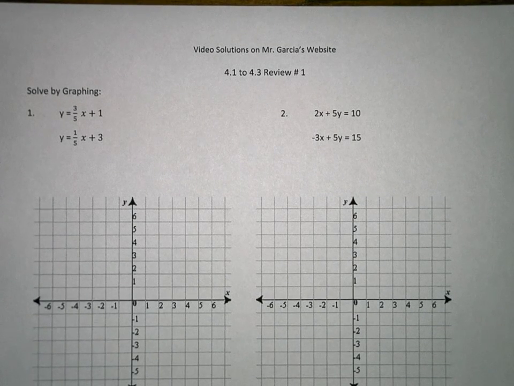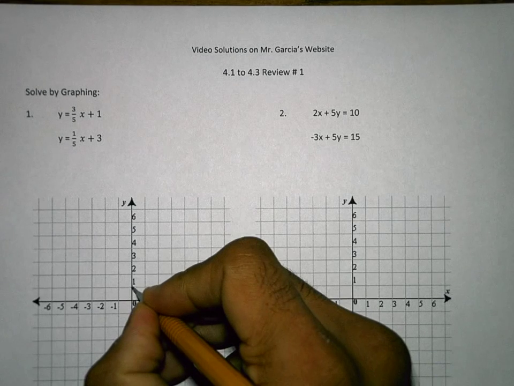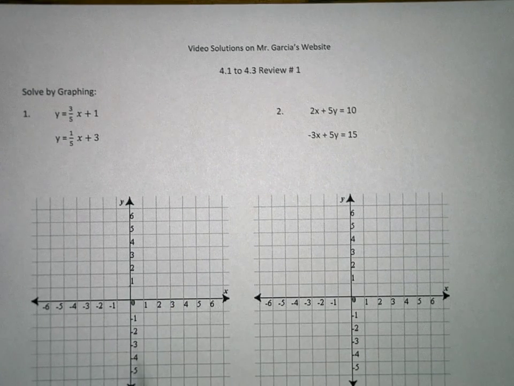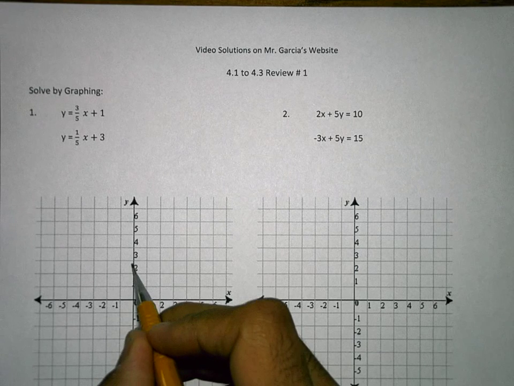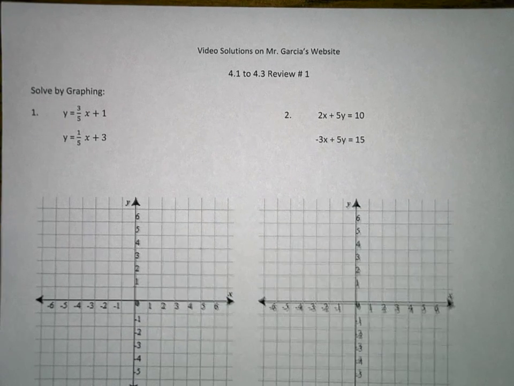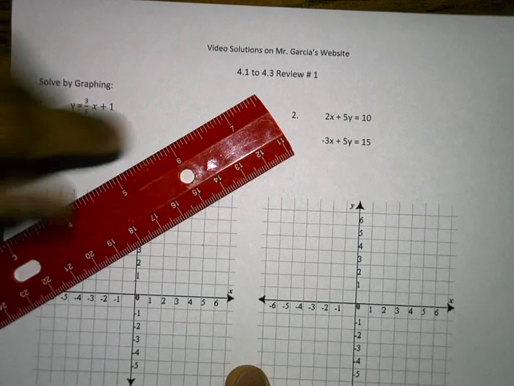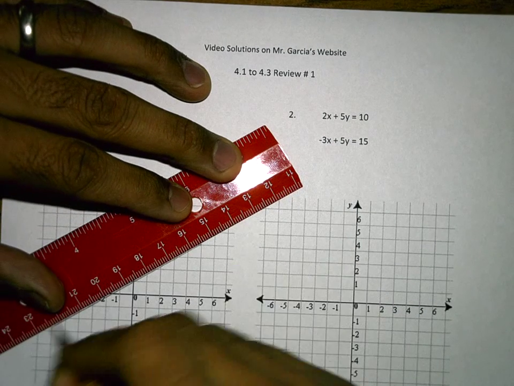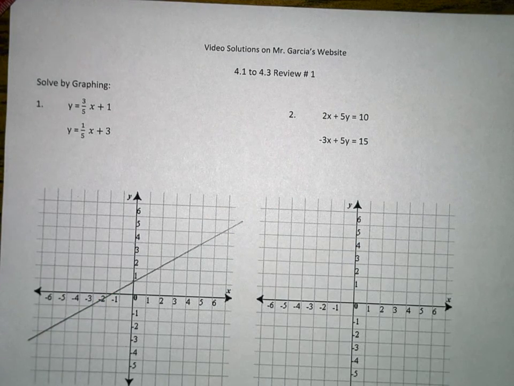So I'm going to graph starting with the y-intercept of positive 1. I want to make these dots as small as I can. And up 3 over 5: 1, 2, 3, 1, 2, 3, 4, and 5. And then I'll draw my line. The reason I want to make my dots as small as I can is that I'm going to find out where lines cross. If I make my dots too big, I'm not going to be as accurate.